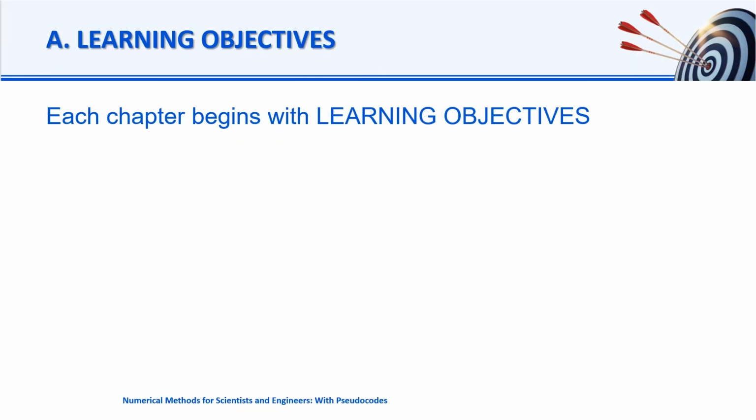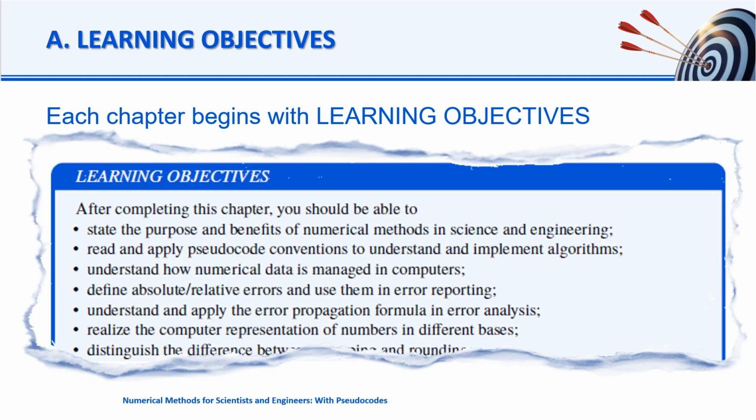Learning objectives. Each chapter begins with the learning objectives, which briefly describe educational goals and competencies to be achieved. The theoretical and applied objectives make up the broader aims of the course. The learning objectives inform the students what they should master by the end of each chapter.